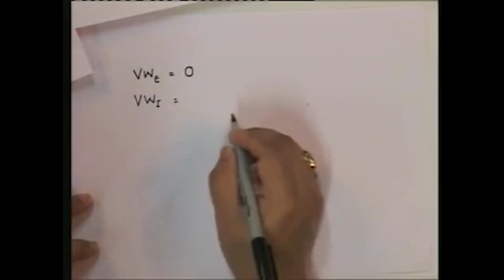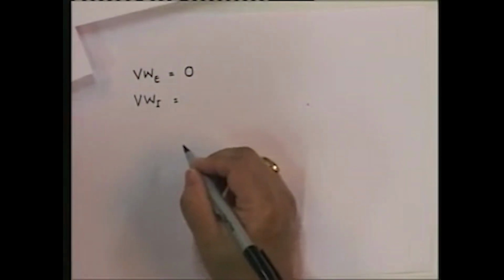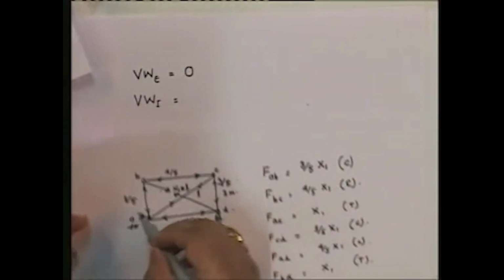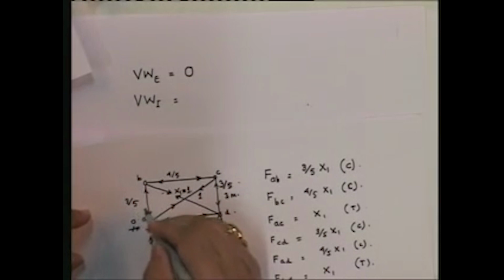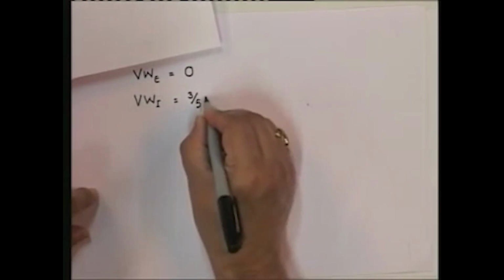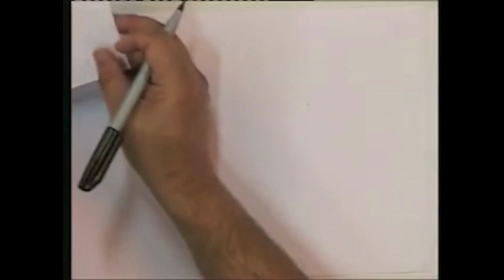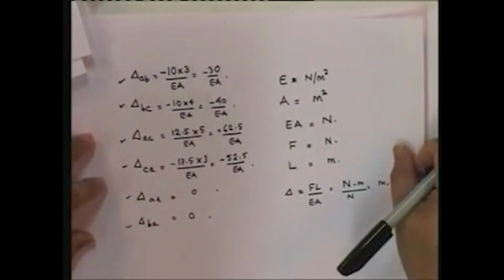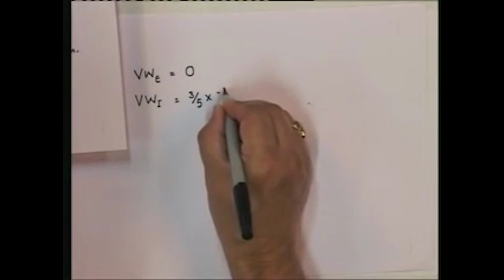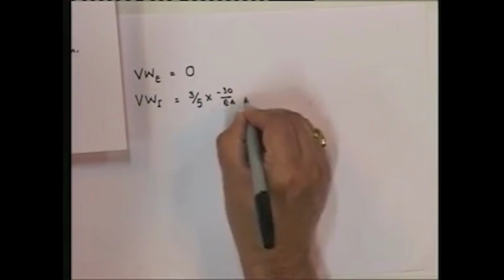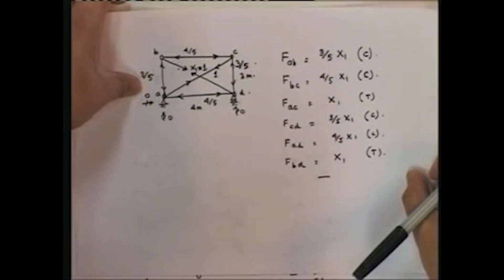The internal virtual work done is how much? What is the virtual force? The virtual force here is this reaction, AB. So I need to find out what is the force in AB. 3 by 5. So 3 by 5 multiplied by the real deformation in member AB. What is the real deformation in member AB? Remember, we computed the real deformation. It's this. So I'm going to put 3 by 5 multiplied by minus 30 by EA. That gives me the work done by the virtual force in AB, which is 3 by 5.